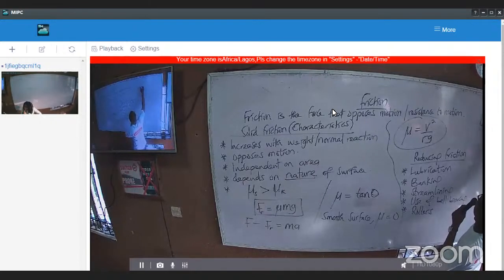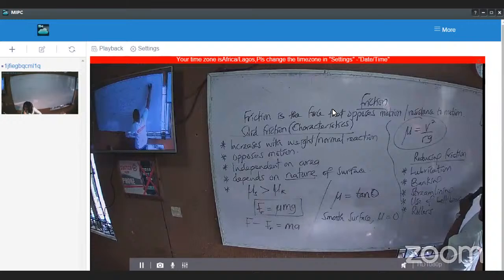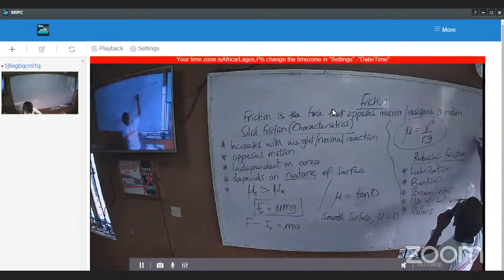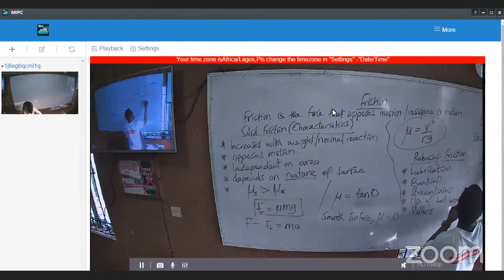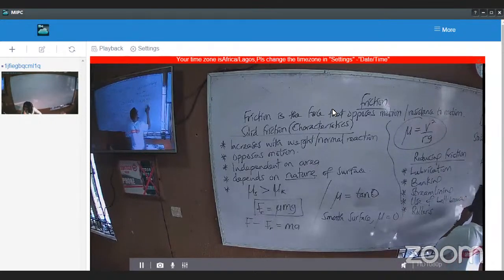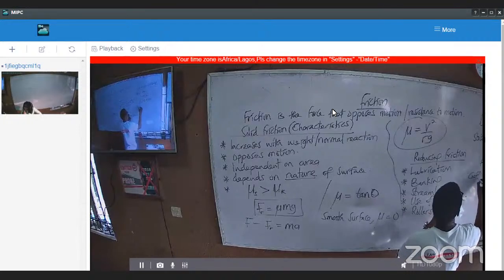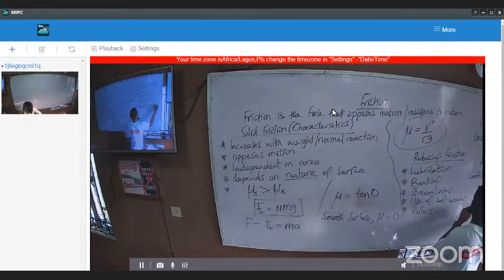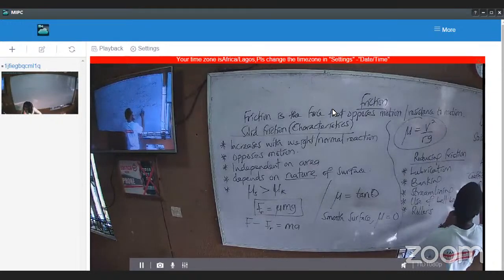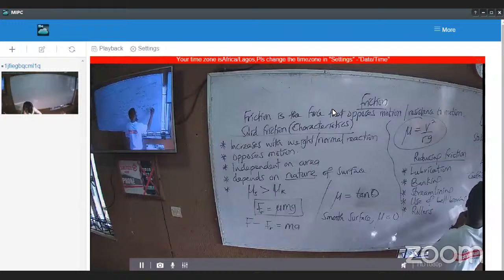Liquid friction is called viscosity. We also have Stokes law. Friction is proportional to av. Friction is 6 pi eta av, where eta is the coefficient of viscosity. Dimension is very important to us in physics. It is ML minus 1, T minus 1.